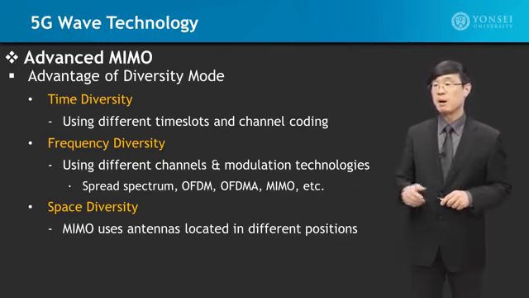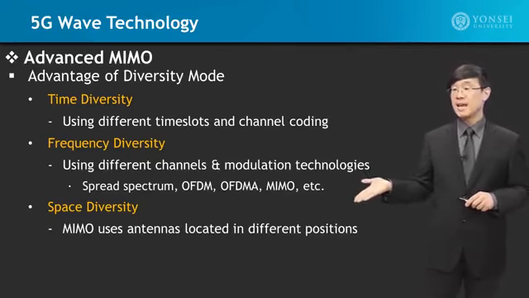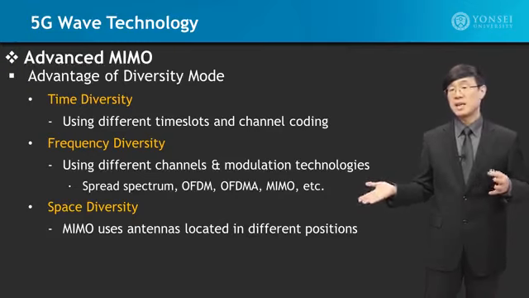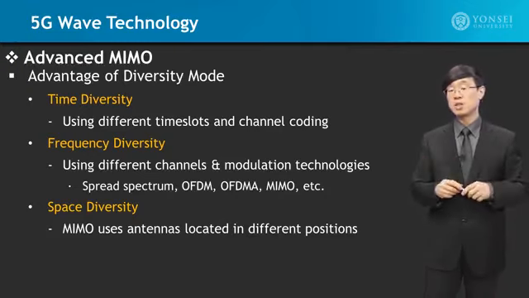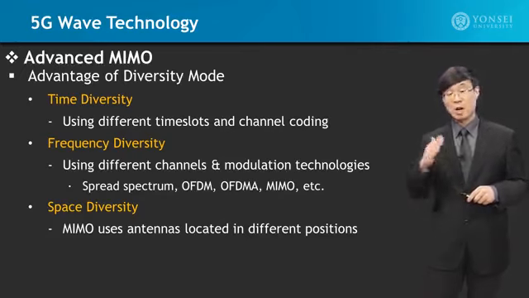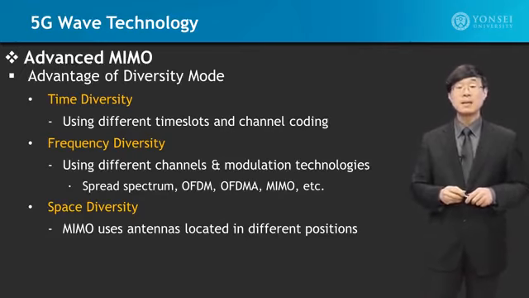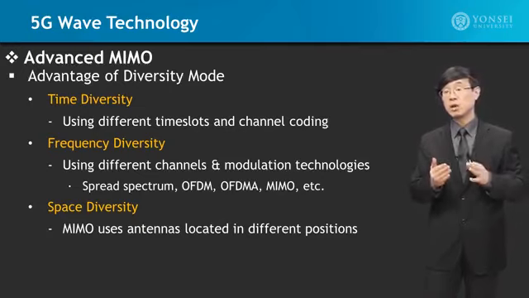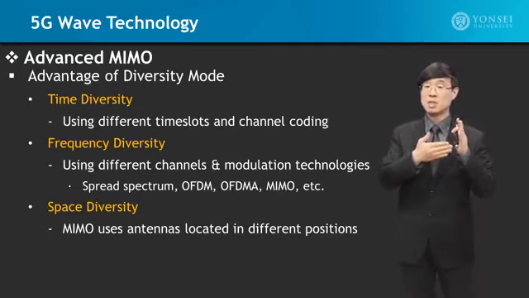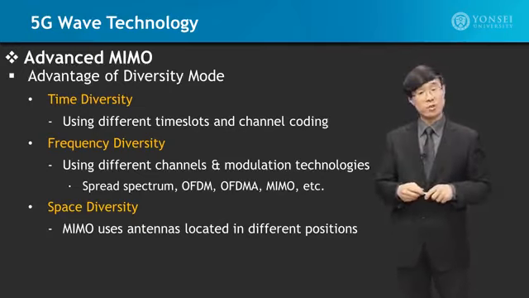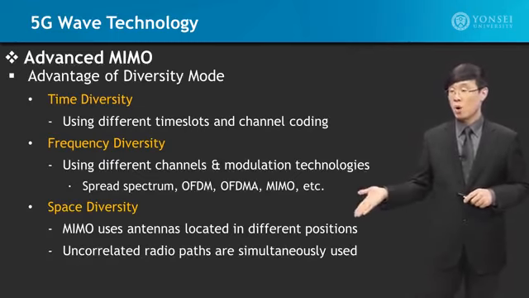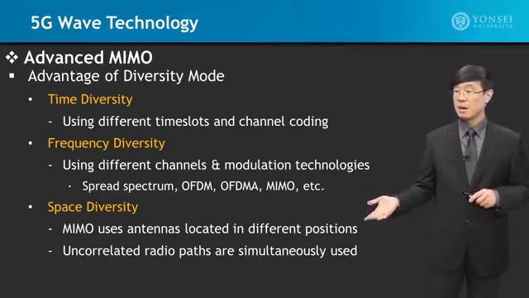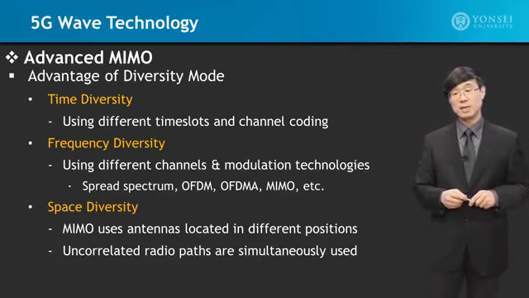Space diversity is about MIMO technology using antennas located at different locations or positions. They need to have a certain amount of separation in distance, like a couple of wavelengths of a difference, but they can be placed even closer if you have them in certain positions that they may be orthogonal and not influence each other's signal patterns. So uncorrelated radio paths are simultaneously used with multiple antennas based on space diversity.